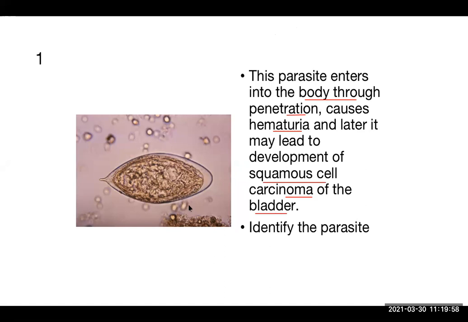Now, some more information. There are other species of Schistosoma as well, like japonicum and mansoni. Schistosoma japonicum and Schistosoma mansoni usually cause problems in the portal vein, and by doing so they can cause portal hypertension. So these are other important questions which may be asked to you in your future exam. Let's move on.